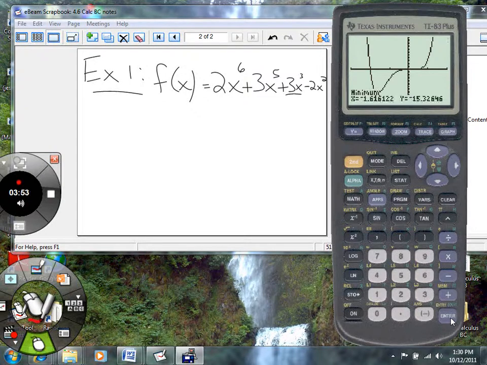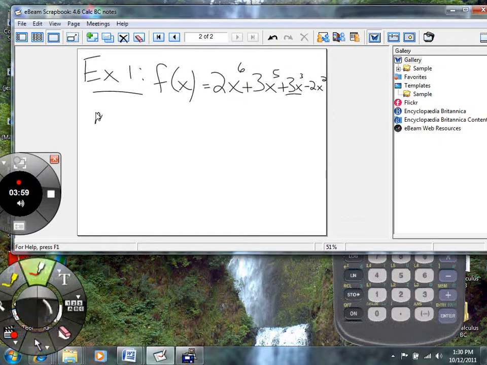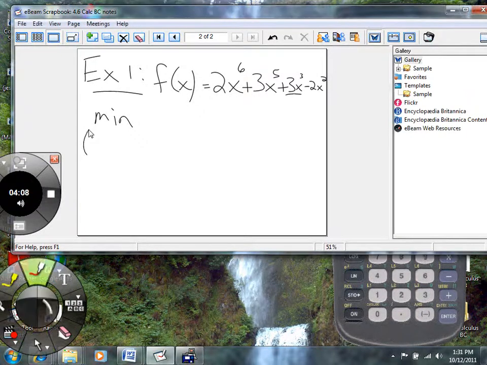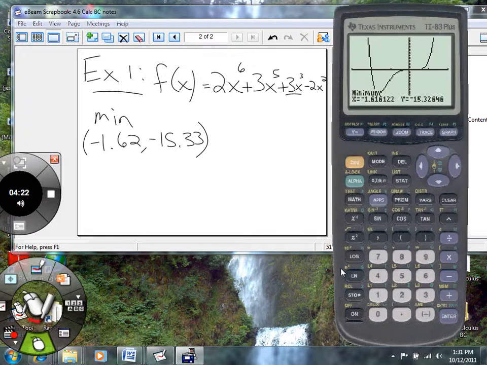So it looks like the minimum is right at negative 1.62, negative 15.33. Okay? So according to the calculator right now.